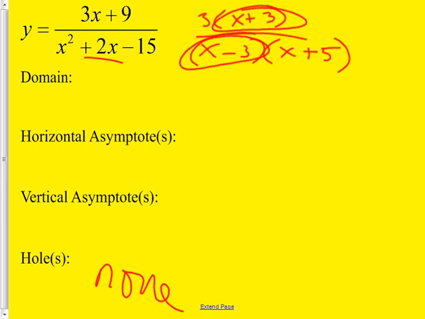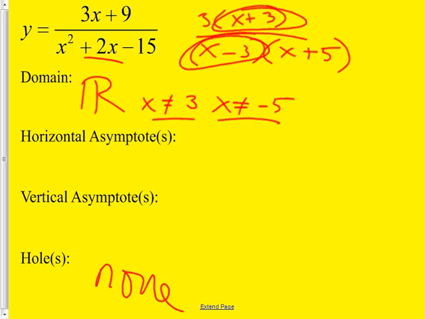Okay? All right. Domain. Domain is all reals. Always start it this way. All reals. Because everything works. It's almost everything works. It's just there's a couple things that don't. What doesn't work? X cannot be 3 and x cannot be negative 5. Now those are either asymptotes or holes. So since there's not any holes, they must both be asymptotes.